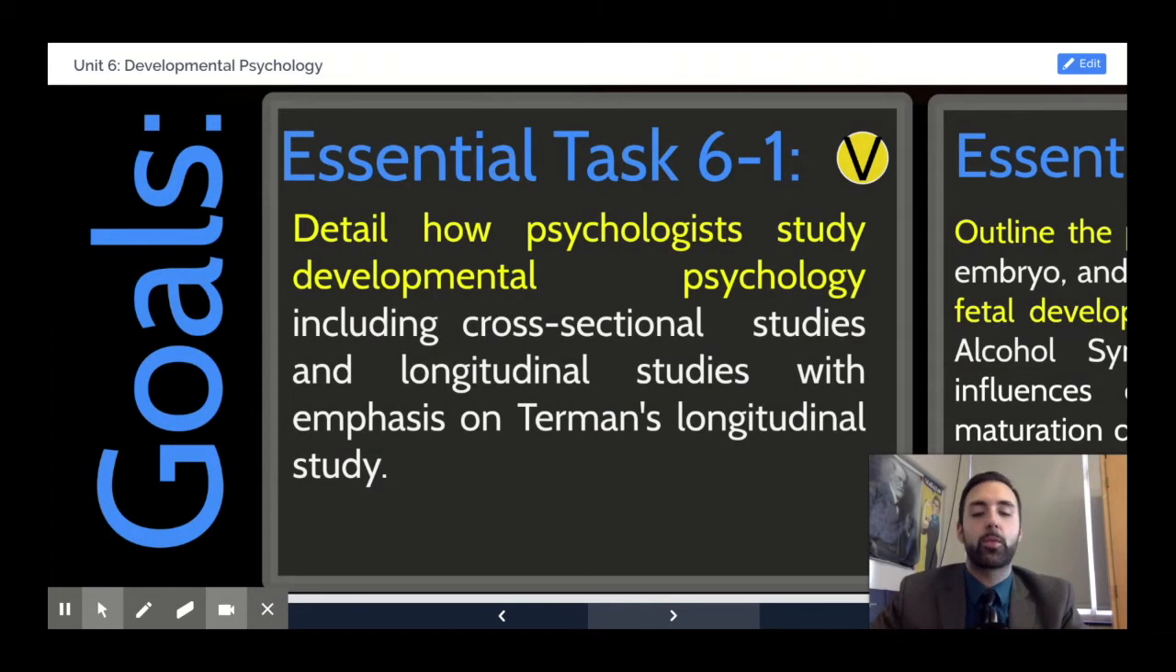In Essential Task 6.1, we are going to define the field of developmental psychology and talk about how psychologists study the human lifespan. We're going to be talking about specifically two different types of studies.